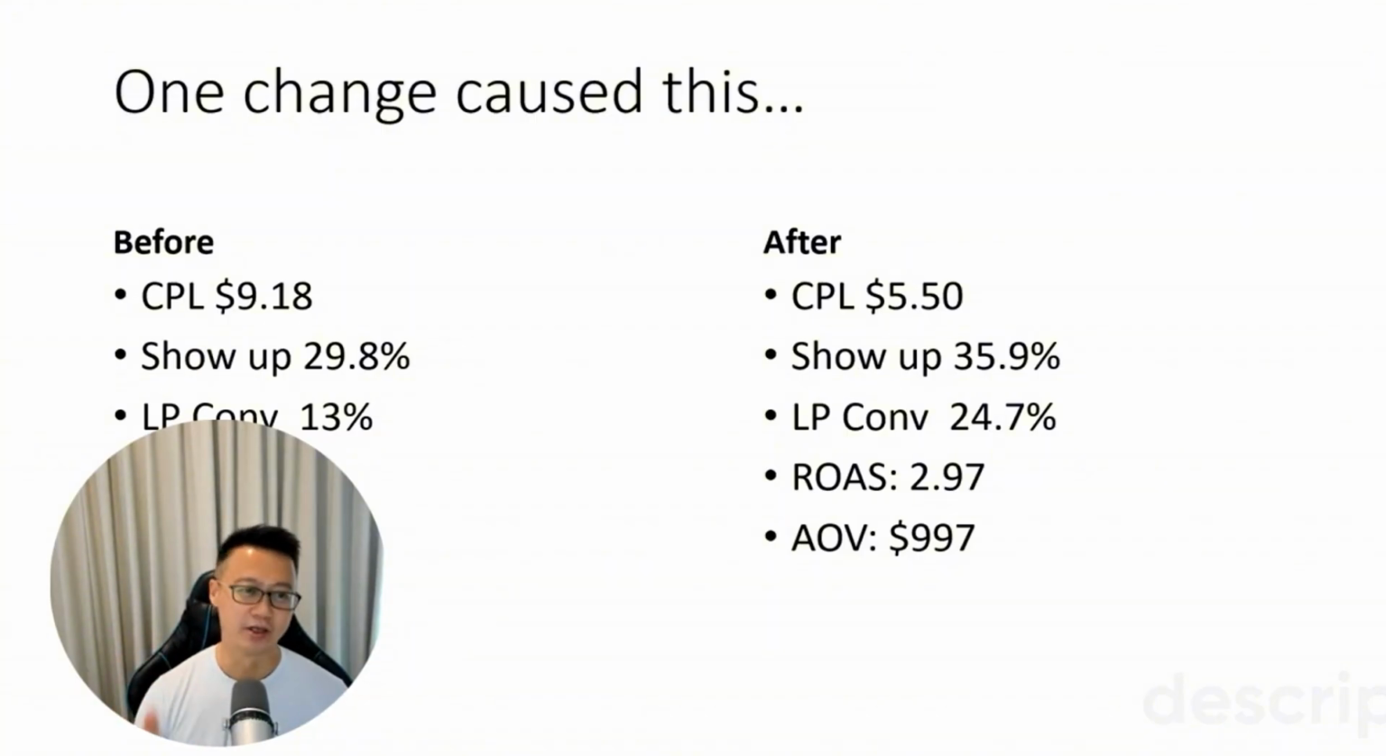One change caused all this. As you can see on the left-hand side, we have the before stats, which is a CPL of $9.18. Not too bad. But compare that to after, where we got a cost per lead of $5.50. That's almost 80% less, or hang on, 40% less. Sorry, my maths. Obviously, I did not do really well in advanced maths in school. So there you go. And we had an increase in show-up rates from 29%, close to 30%, to 36%. Okay, so that's pretty decent. 20% increase in show-up rates. Of course, that is not bad at all.